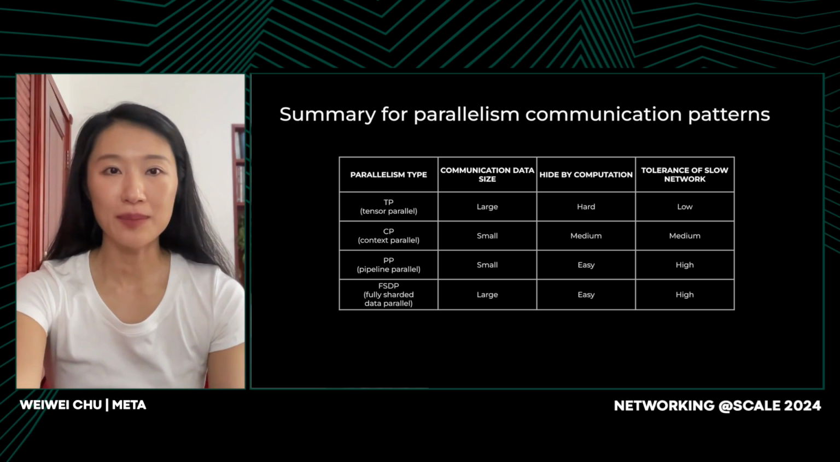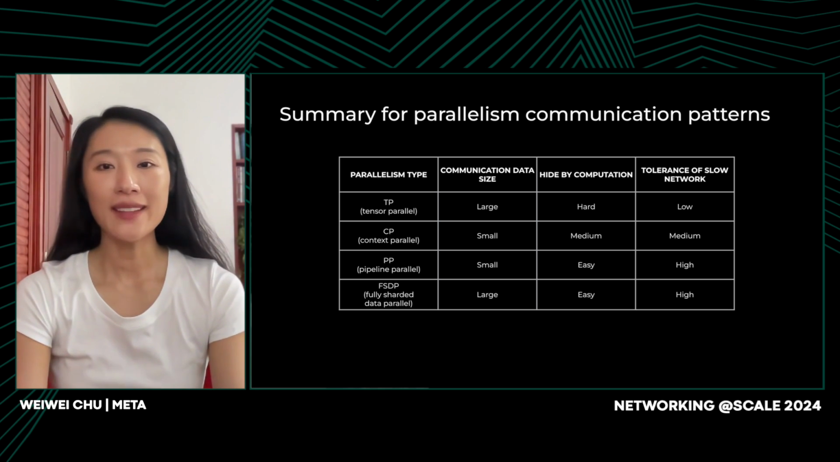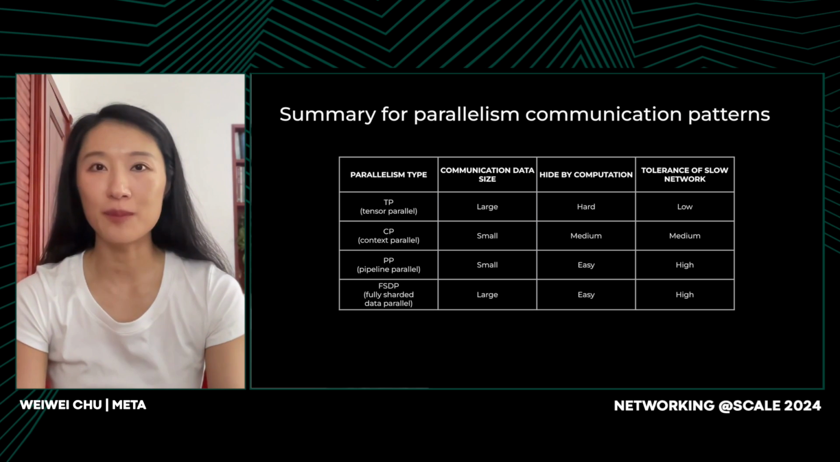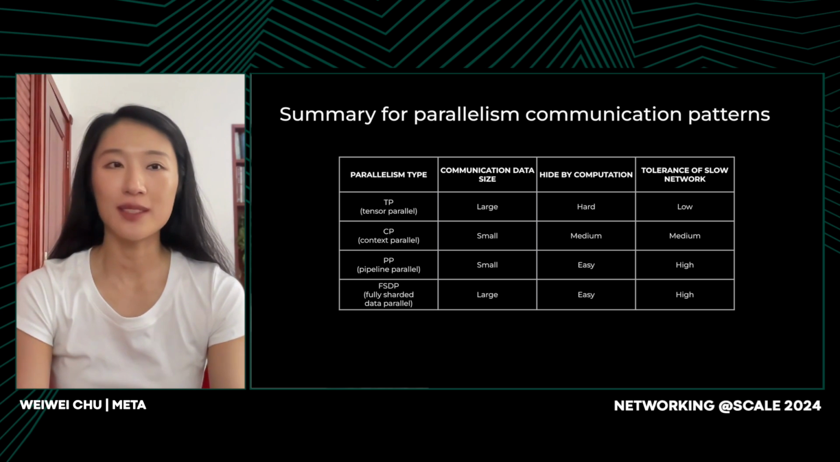PP and FSDP are easy to hide their communication. Thus, they have high tolerance for slow network. It is important for us to make sure that each parallelism makes the best utilization of network bandwidth.